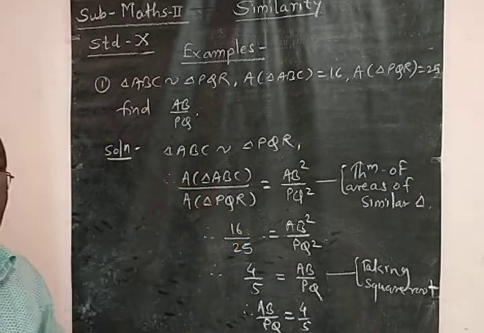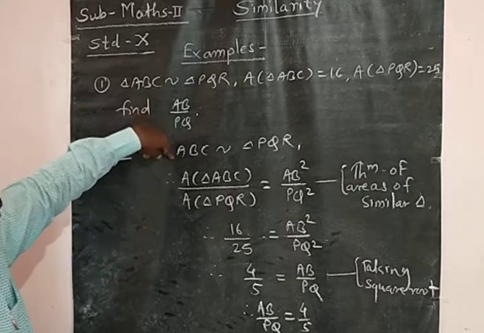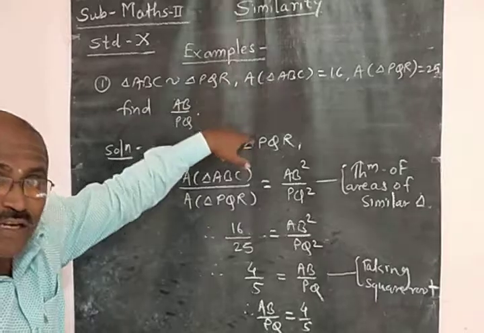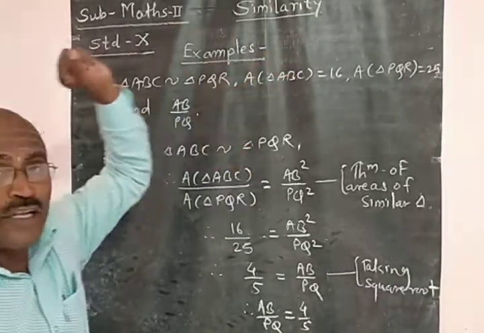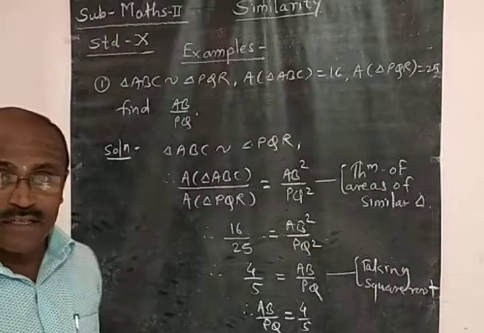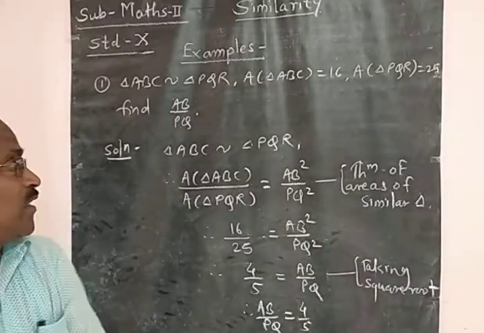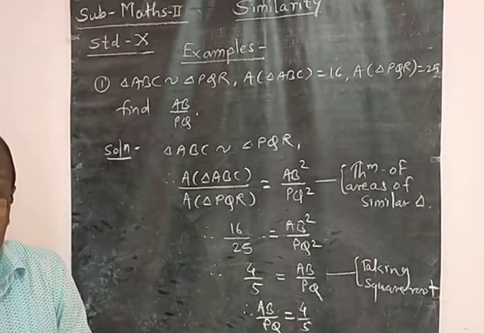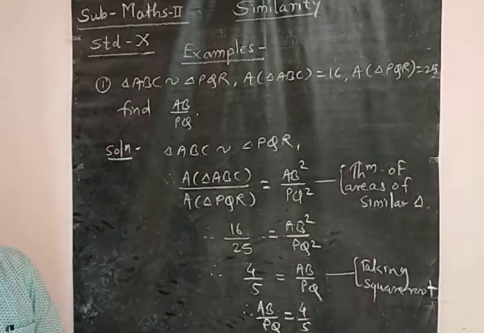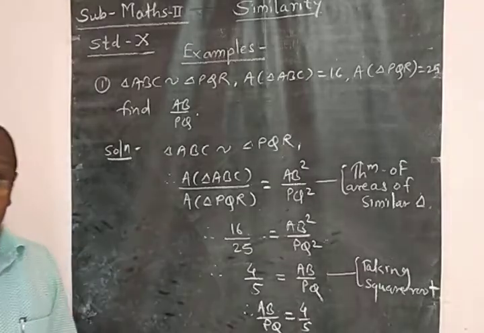In this way we can use the theorem of areas of two similar triangles if the two triangles are given similar and the corresponding sides are there and the areas of the two triangles is given. If the relation between the areas of two triangles is given and the relation between the two corresponding sides is given and the two triangles are similar, then you can use the theorem of areas of two triangles.